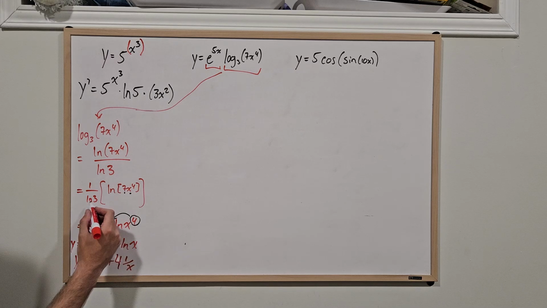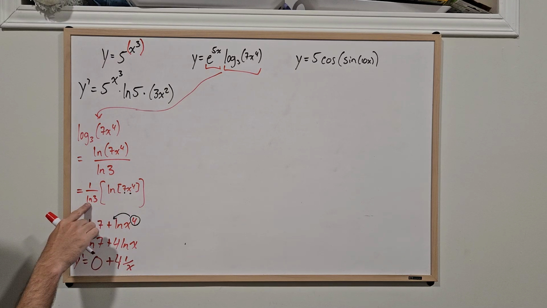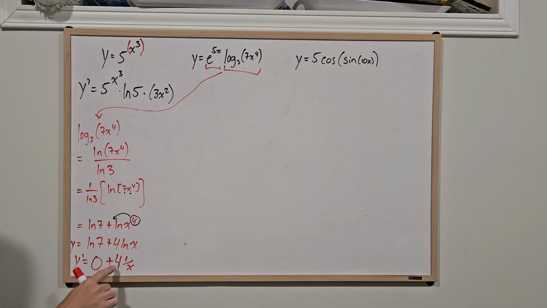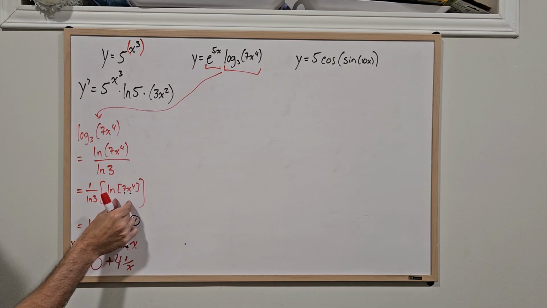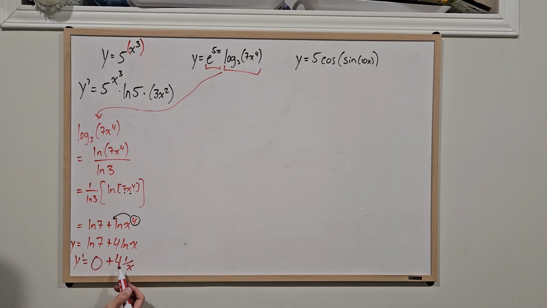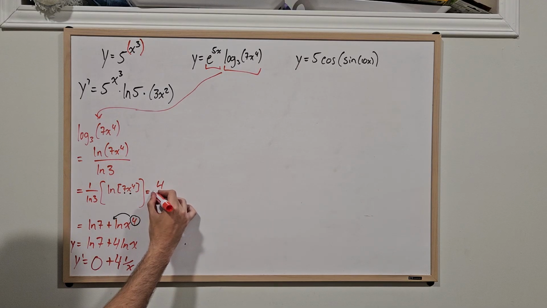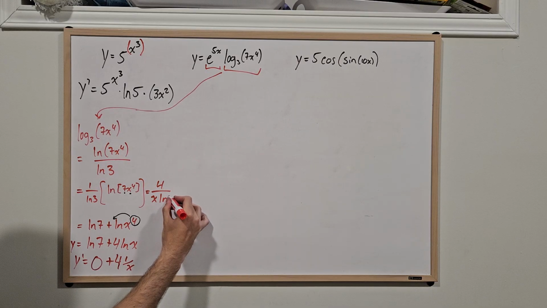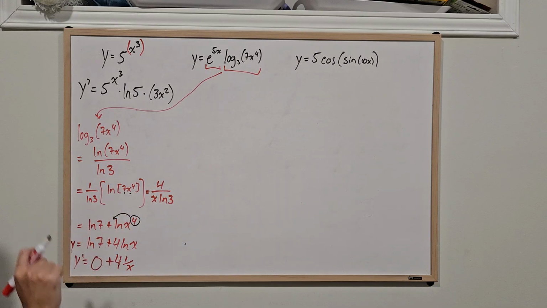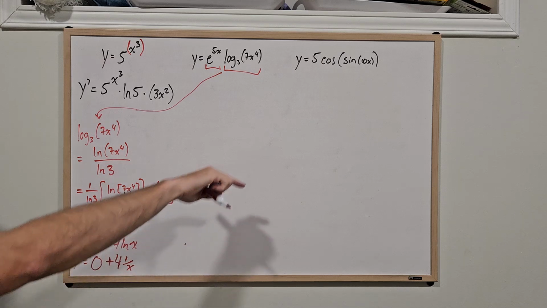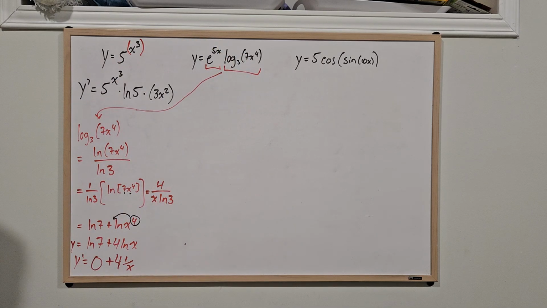So, returning back up here, this is my constant, right? It stays out front, and then the inside, the derivative that I just did right here, is just going to be 4 over x, right? So the derivative of that is just going to be 4 over x natural log of 3, just like that, okay? This is what we're going to use for the derivative of this part here, because we have to do product rule here, remember?